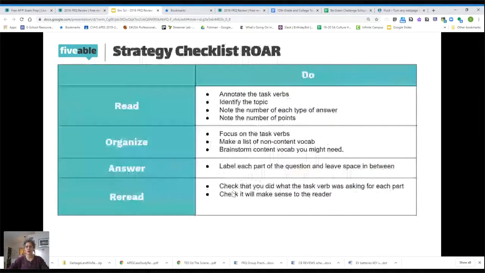So here's my strategy checklist for writing an FRQ response in APES. It makes the acronym ROAR, because then it's easy to remember and it's not super technical. You might have seen IDA or SODAs or other fancy acronyms to take you along the process the right way. I don't know if you've ever seen those before, maybe. Let me know if you know what that is.